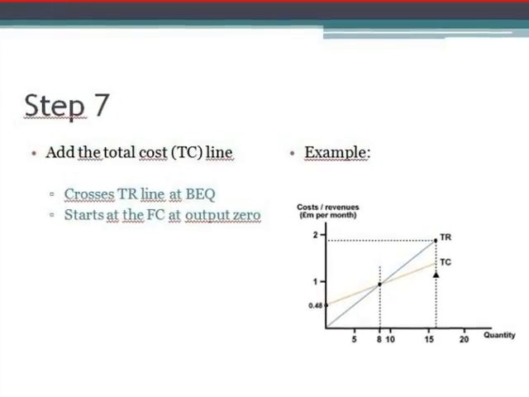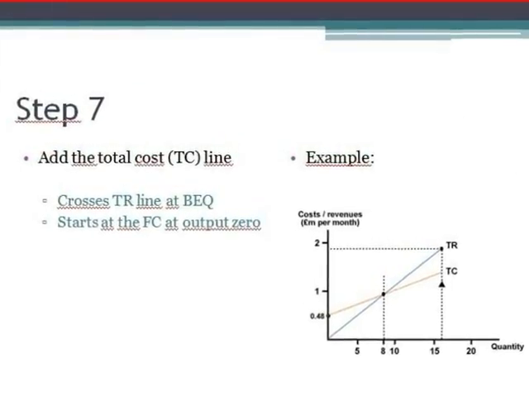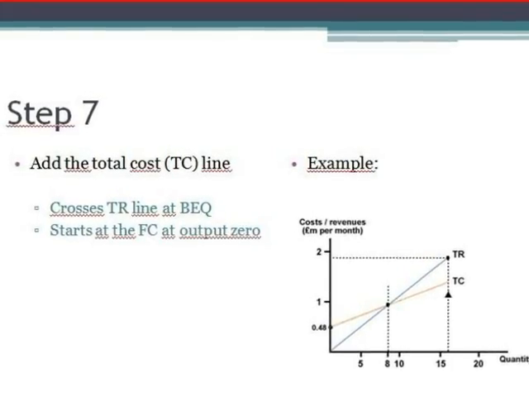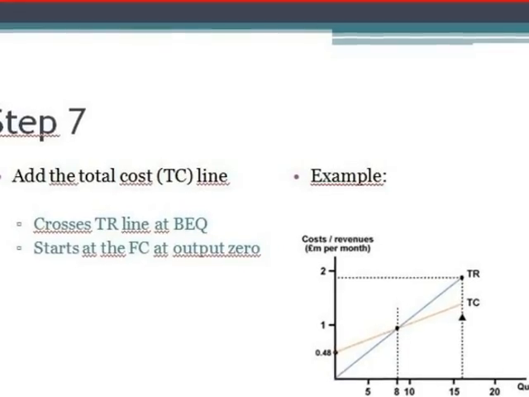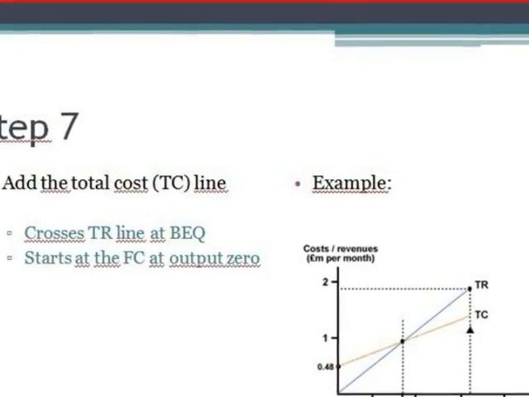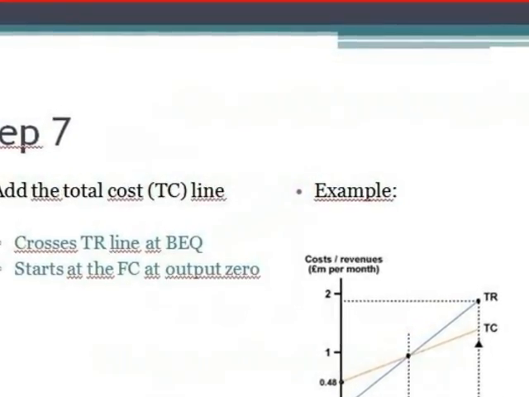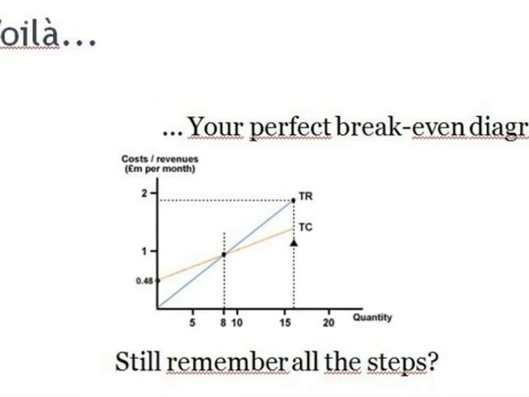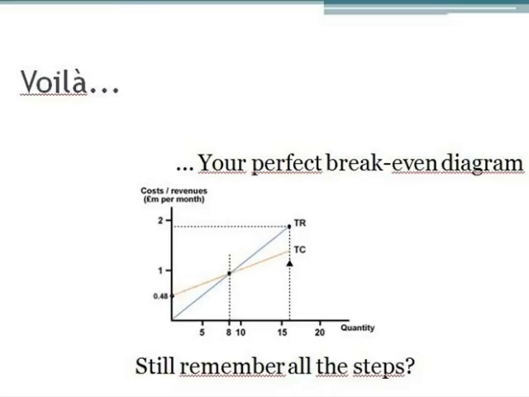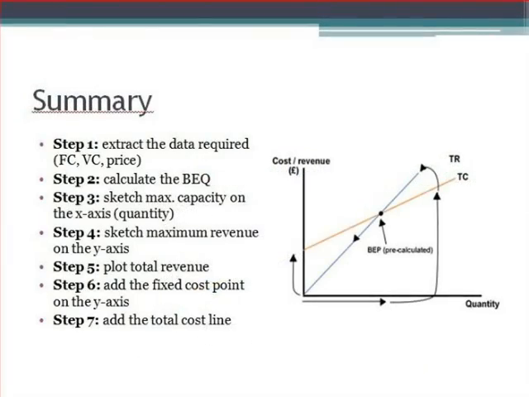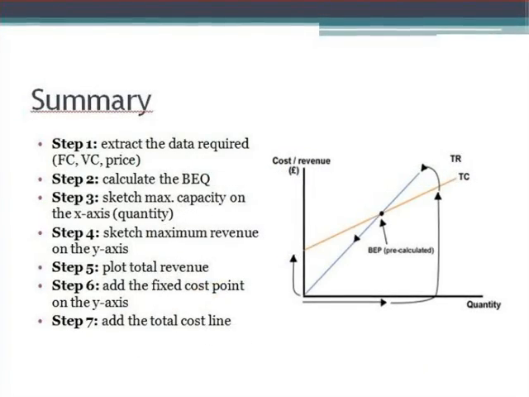In a seventh and last step, we need to add the total cost line. This crosses the total revenue line at the break-even quantity and starts at the fixed cost at output 0. Et voilà! Here comes your perfect break-even diagram. Do you still remember all the steps? In case you don't, here comes a little summary for you.